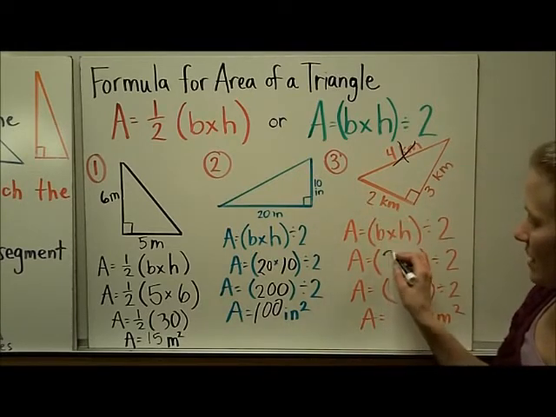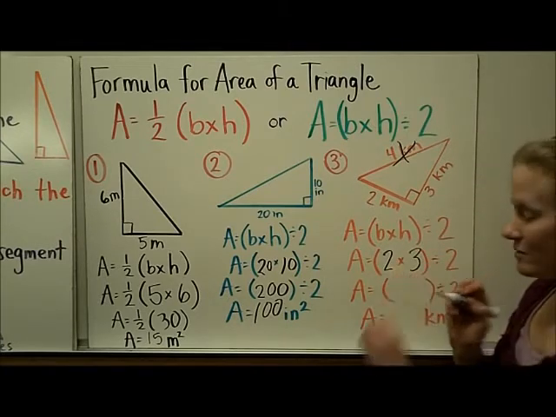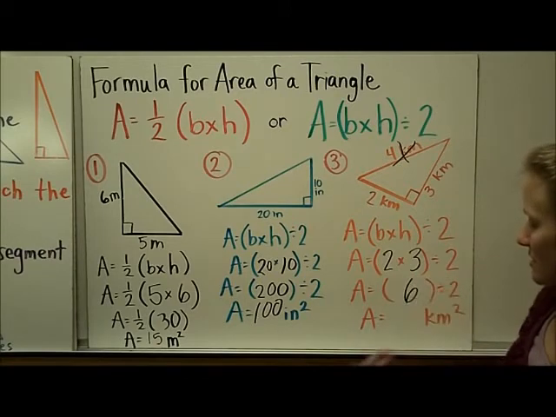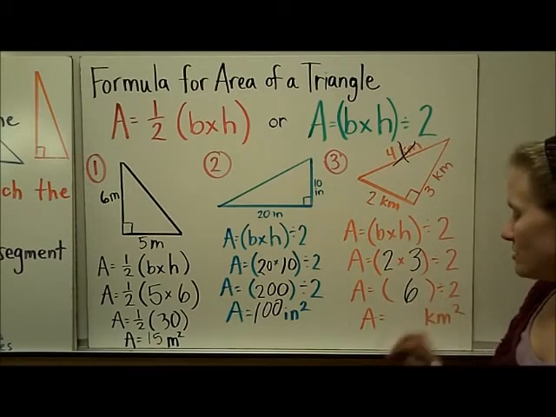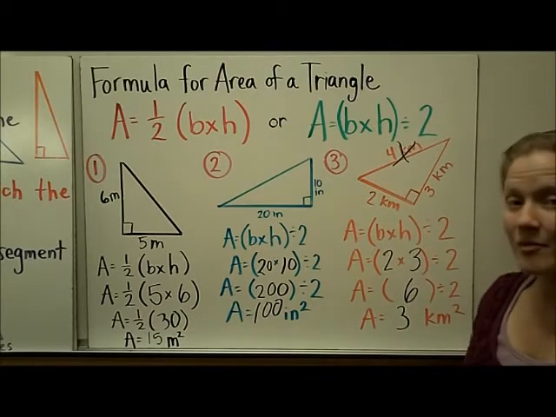So the base is 2 kilometers. The height is 3 kilometers. I'm going to do what's inside parentheses first. 2 times 3 is 6. Then 6 divided by 2 is 3. And the area of this triangle is 3 kilometers squared.